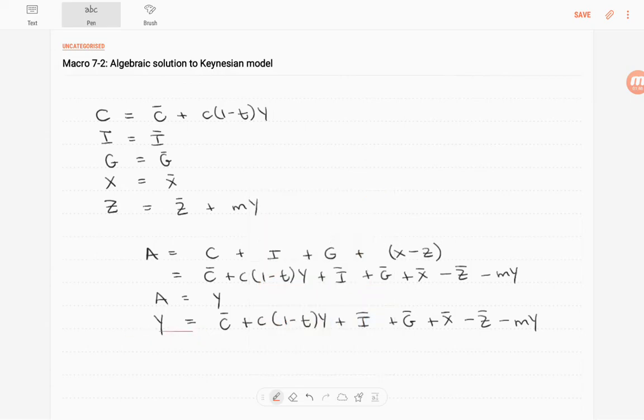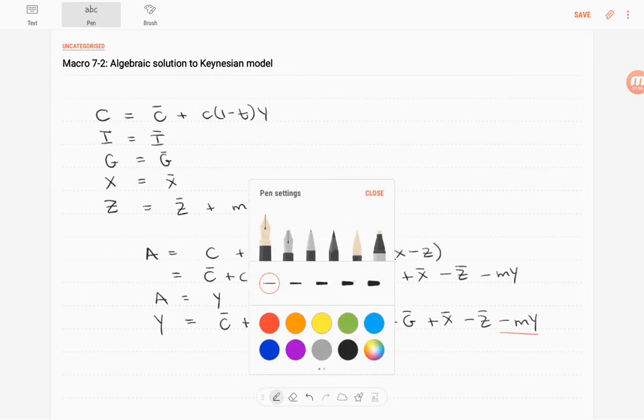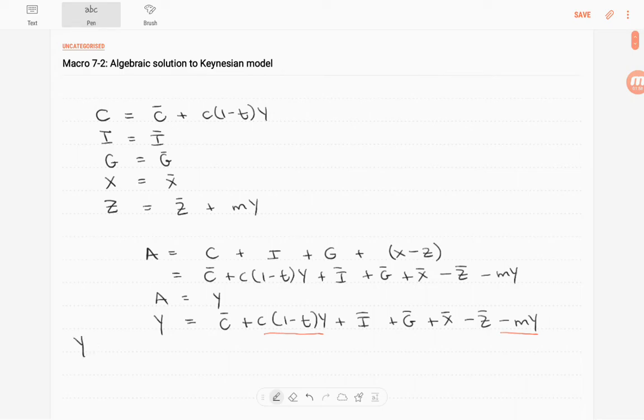So we have Y on the left hand side, and we have Y in this factor and in this factor. So if we have Y, taking a plus C times (1 minus T) Y over becomes minus C(1 minus T)Y. Minus MY becomes plus MY. And what we have left is autonomous consumption spending plus autonomous investment plus autonomous government spending plus autonomous exports minus autonomous imports.